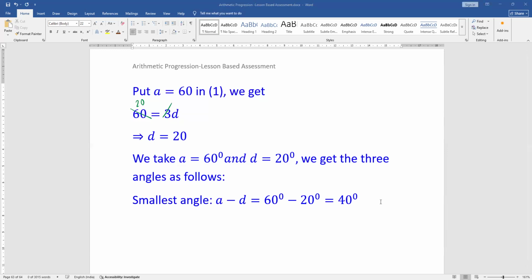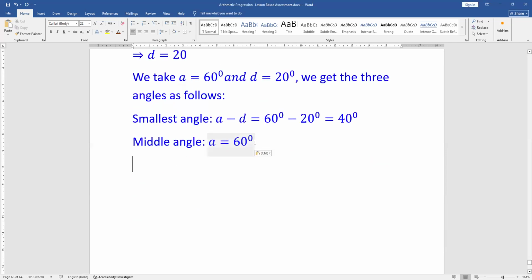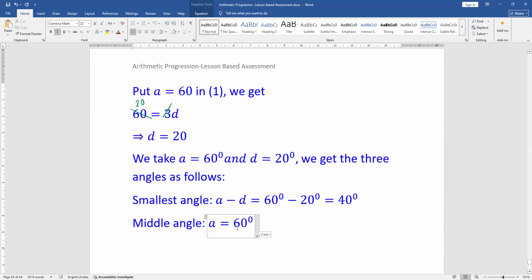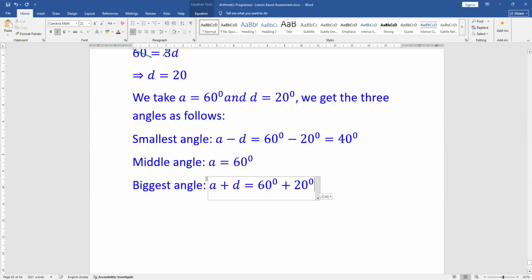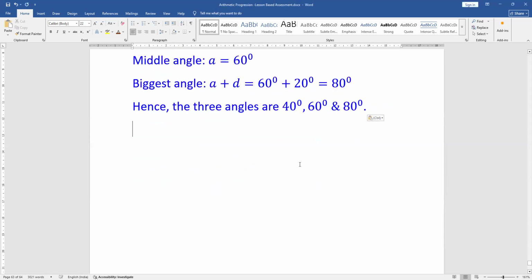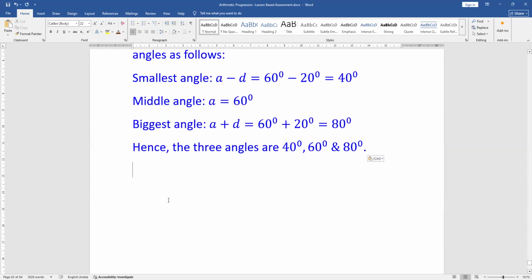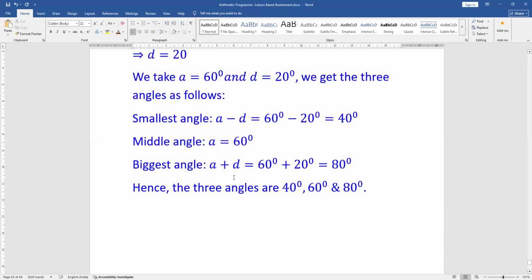The middle angle is a, which is equal to 60 degrees, right? Then the last one, the biggest angle, is a + d, which is 60 plus 20, that is 80 degrees. Correct? So 40, 60 and 80. The three angles are 40 degrees, 60 degrees and 80 degrees.